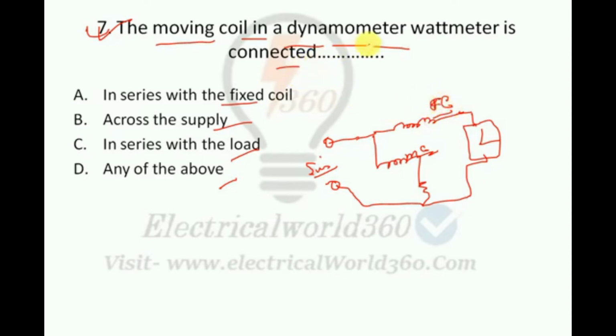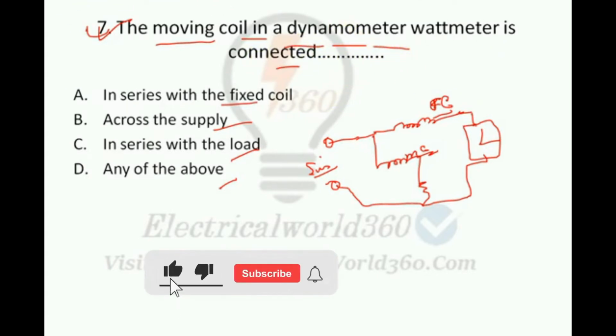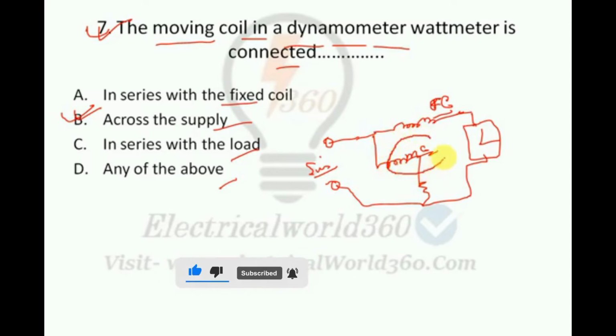So here in the question you may see the moving coil in a dynamometer wattmeter is connected across the supply. So here the option number B is the right answer. Here you can see this is the moving coil and this is the supply.